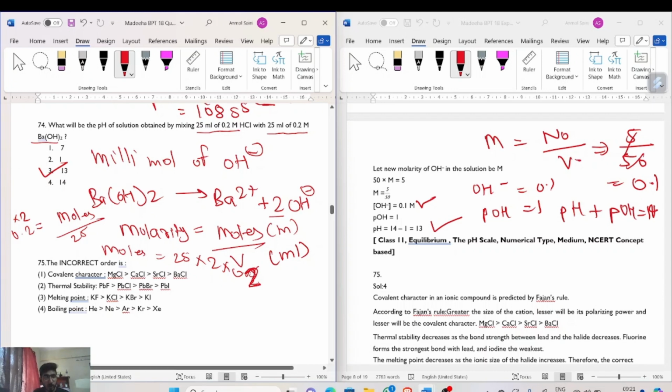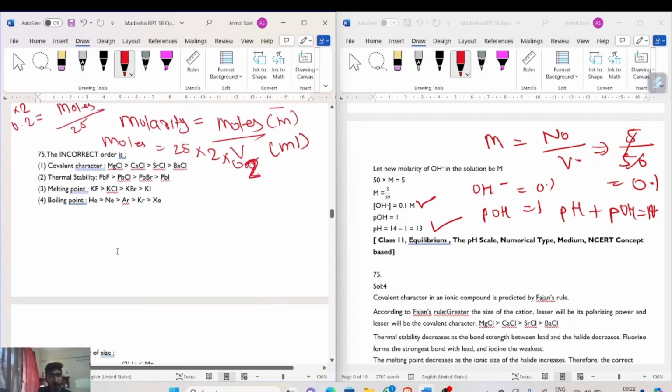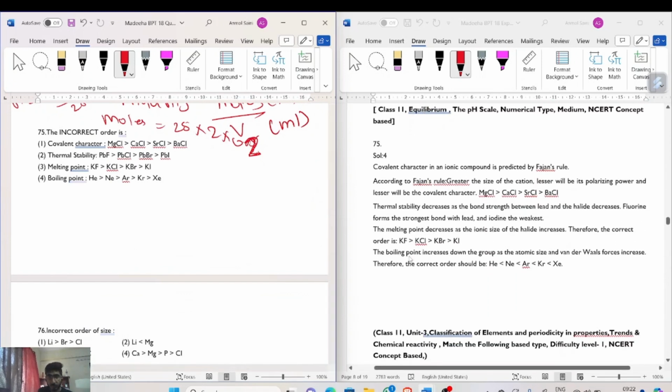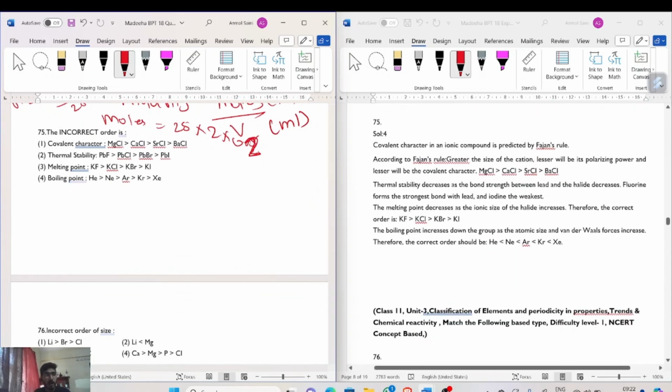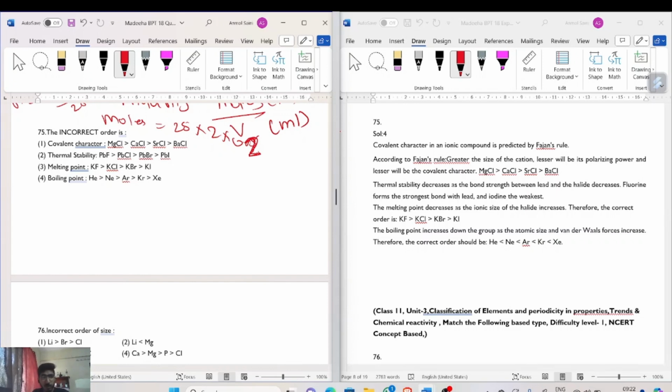Okay, so now let's come to question number 75. Here we have to find the incorrect order. The first one is covalent character. We know that we can predict covalent character by using Fajan's law, or Fajan's rule.